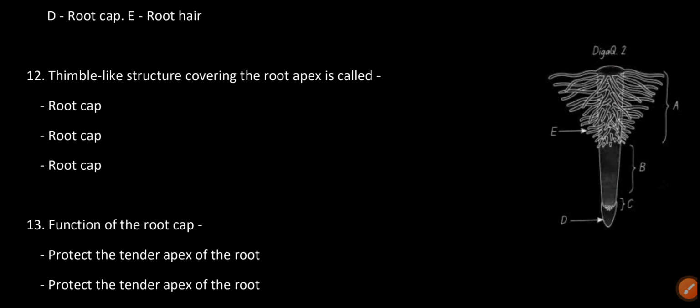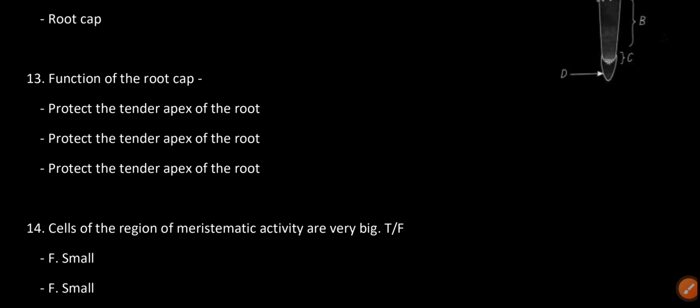The thimble-like structure covering the root apex is called the root cap. Function of the root cap: protect the tender apex of the root.